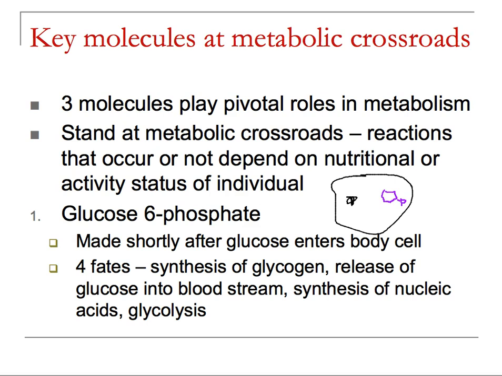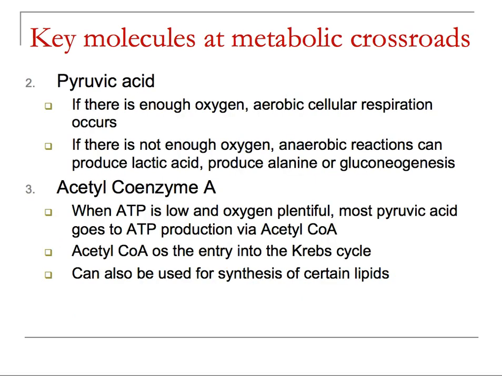So if we actually have that glucose 6-phosphate, what can happen to it? Well, it can be converted into pyruvic acid. Yay. Then it can be converted into coenzyme A. Yay. Okay? But here's what I want you to see. Pyruvic acid, if there's enough oxygen, is going to go to cellular respiration. If there isn't, remember, it can be converted into lactic acid. But look, it can also be made into alanine. What? Okay, alanine is an amino acid, right? Or gluconeogenesis. So we'll worry about that later.